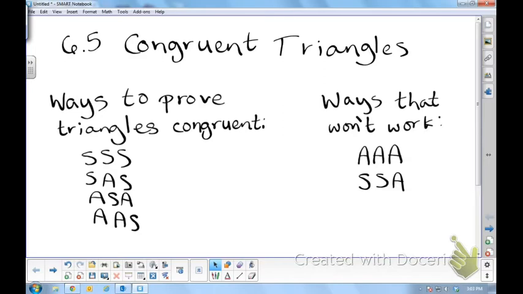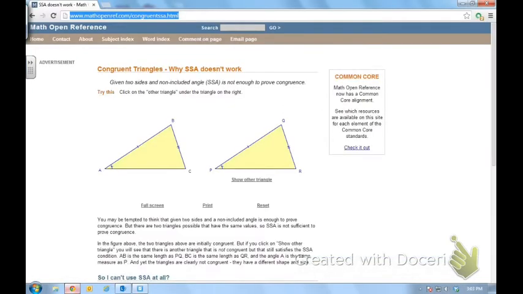For side, side, angle, I looked up a website so we could see. Right now, these two triangles are congruent. But if I click on Show Other Triangle, I used that same side length to create a second triangle. So it's possible to create more than one triangle knowing a side, a side, and an angle. So side, side, angle does not work either.